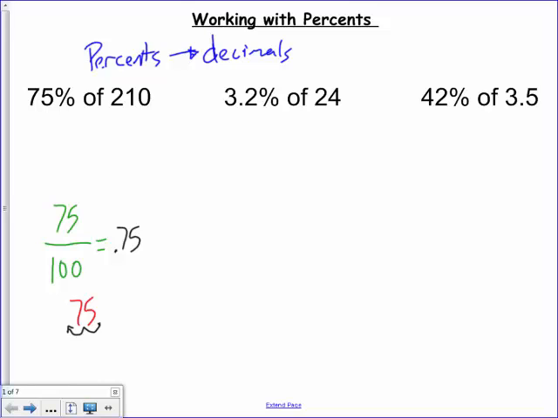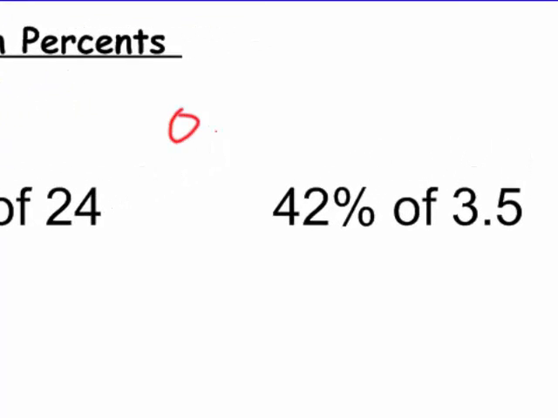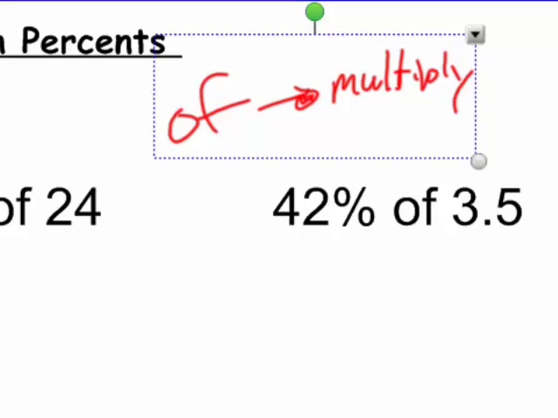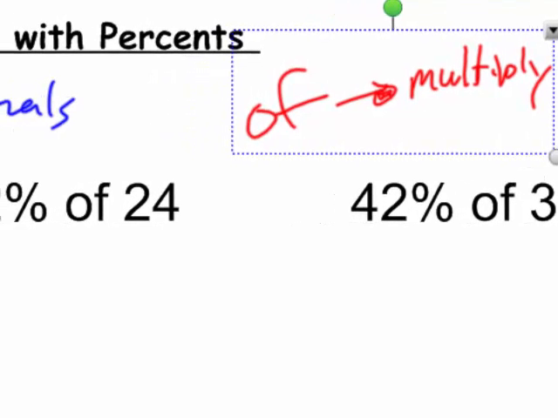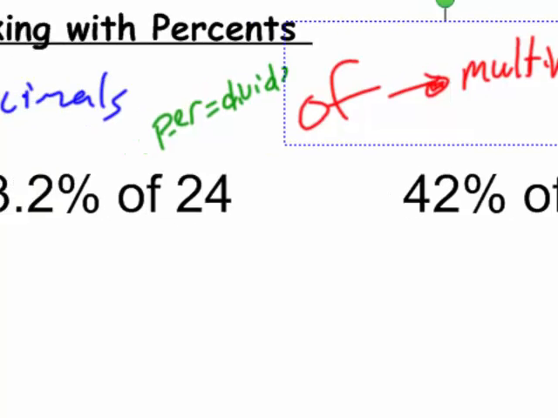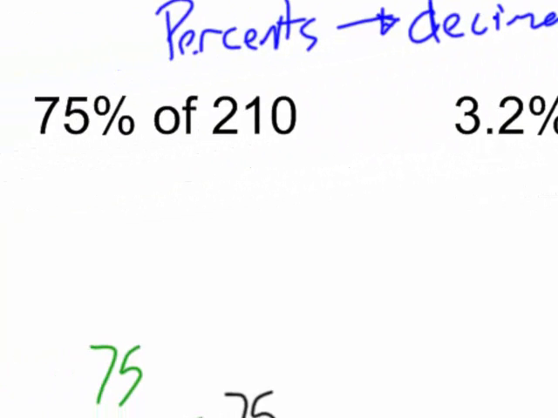So for example, in this first one, if you notice all these say 75% of 210 or 3.2% of 24. It has that word of. Whenever you see the word of, always think multiply. And just the other day we saw the word per. When you see the word per, you should think divide. So remember those things: of means multiply, per means divide.